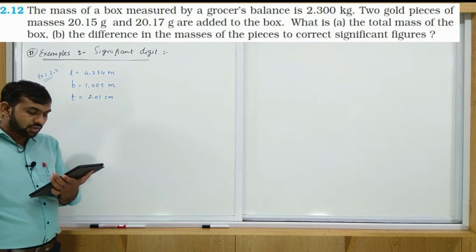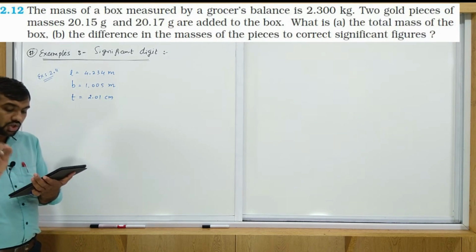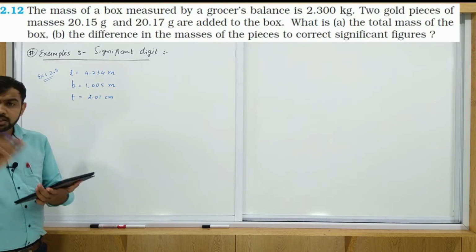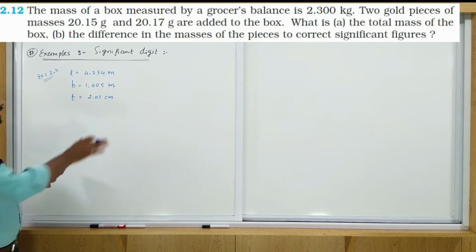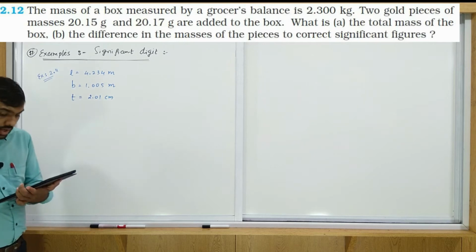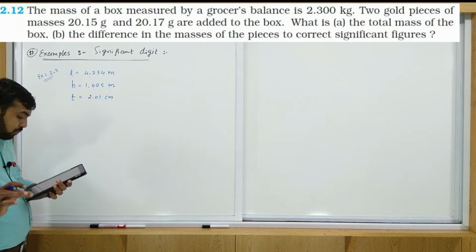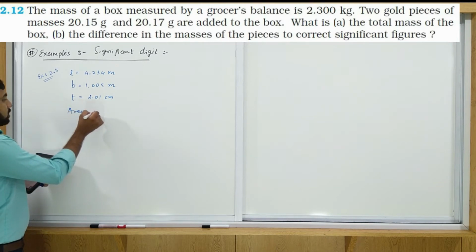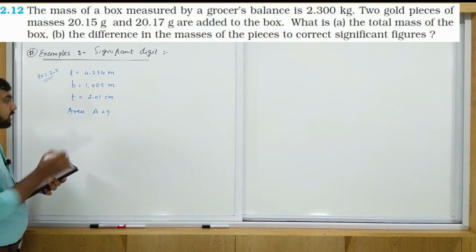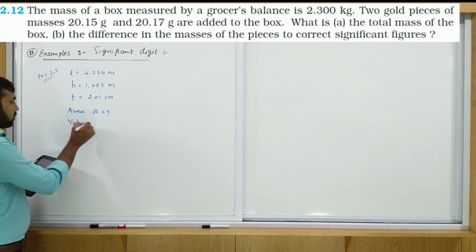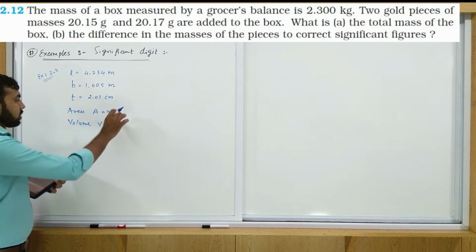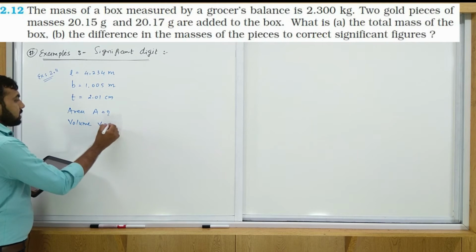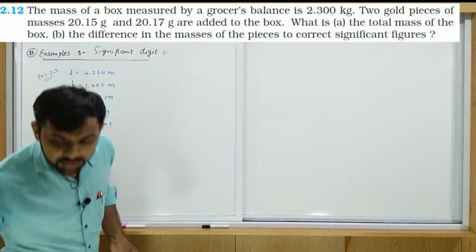Give the area and the volume of the sheet up to the correct significant digits. Underline correct significant, means we have to count the significant digits. What we have to find? We have to find these two things: area, A is equal to what, and second, volume, V is equal to what. We just find these two. Okay, how do we get this answer?